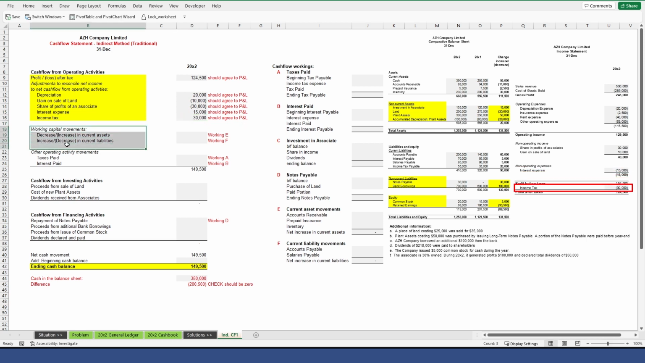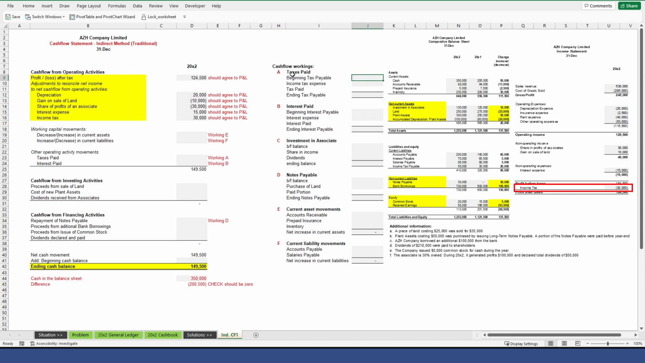I would say we can skip these parts for now. Normally, we put this towards the end, the increase or decrease in working capital. So now, let's learn how to do the taxes paid and interest paid. We're going to use workings A and workings B to work out the amount of taxes paid during the year.